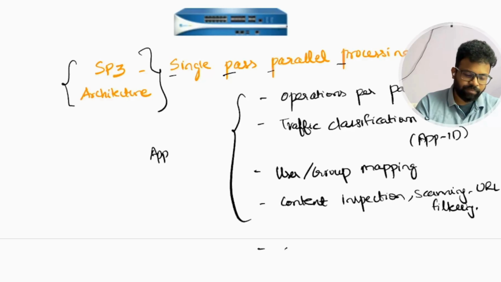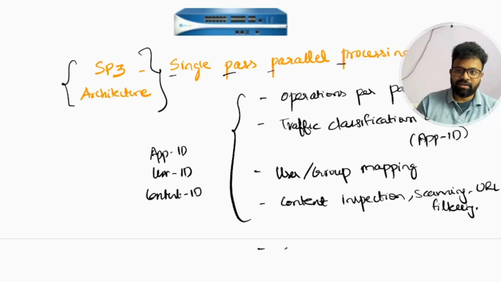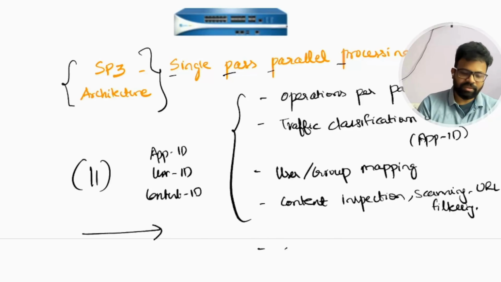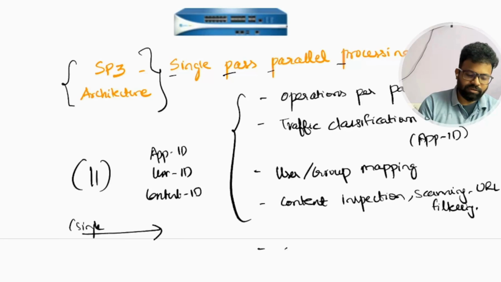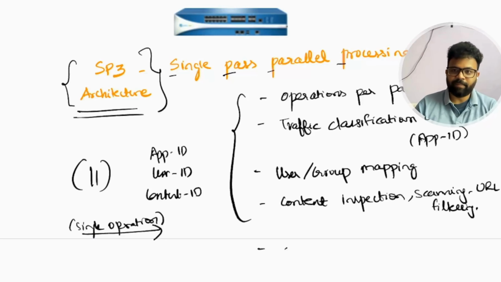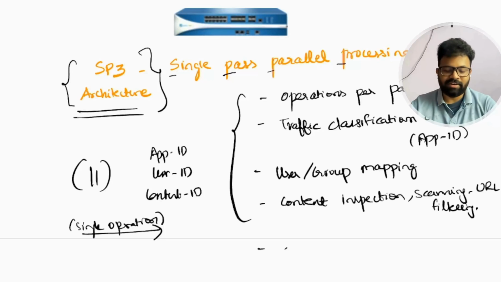And all these features, like app ID, user ID, content ID, are done parallelly in a single operation. That's the reason it's called SP3 architecture. I hope you understand now.